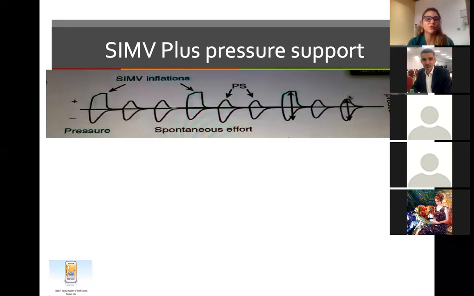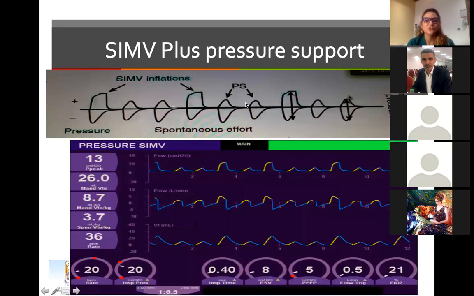Then how will it look? These are the breaths which are synchronized and these are the ones which are not. If you add a pressure support, they will be supported by the ventilator extra. So then how will it look? These are the triggered breaths and these are the supported breaths. So this is how SIMV plus pressure support would look.